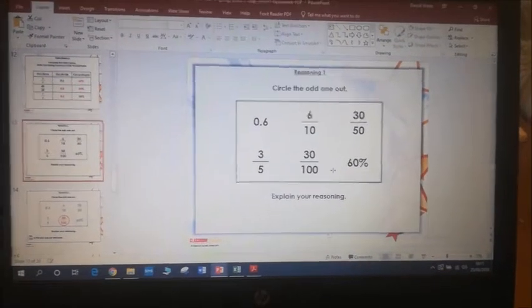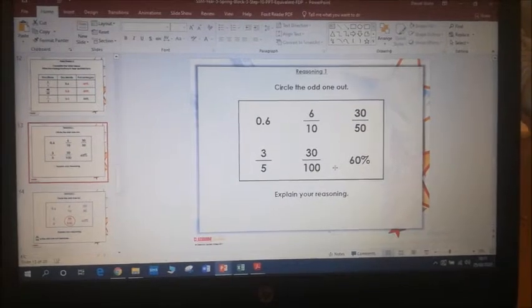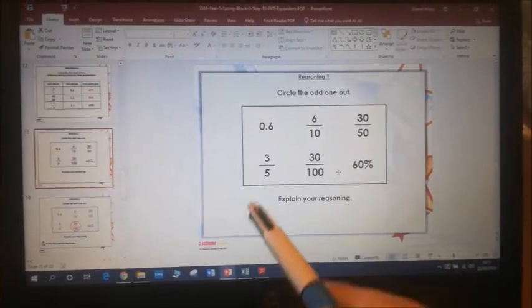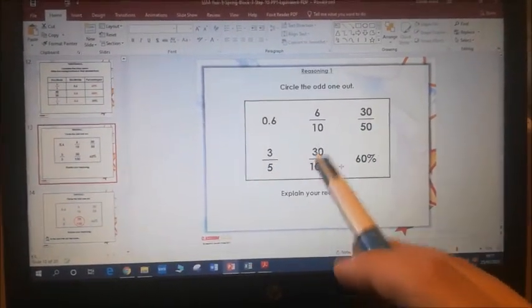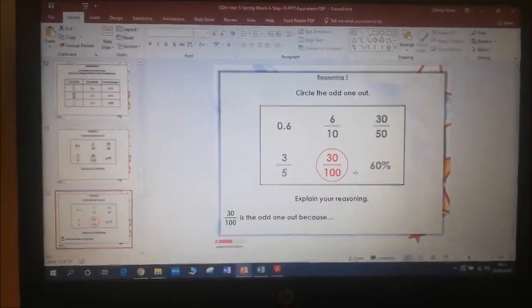Where are we looking now? I can't remember which one I said I was going to have a look at. Circle the odd one out. Same things what we've done earlier. So convert them all into, say, over 100 here, so we can get a clearer understanding, and circle the odd one out. But you need to explain your reason.